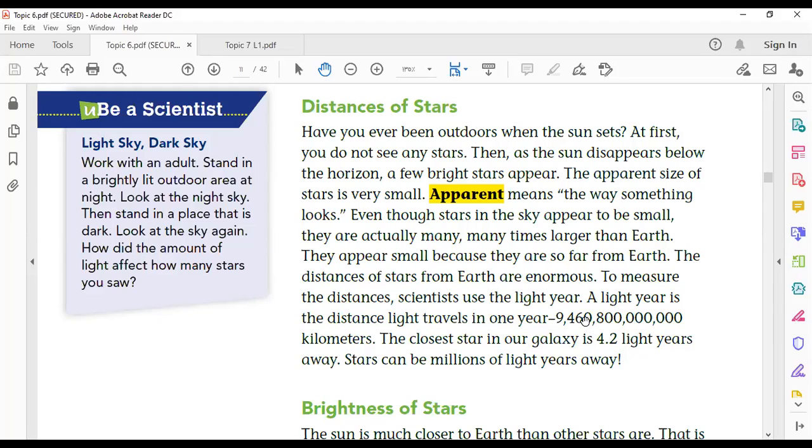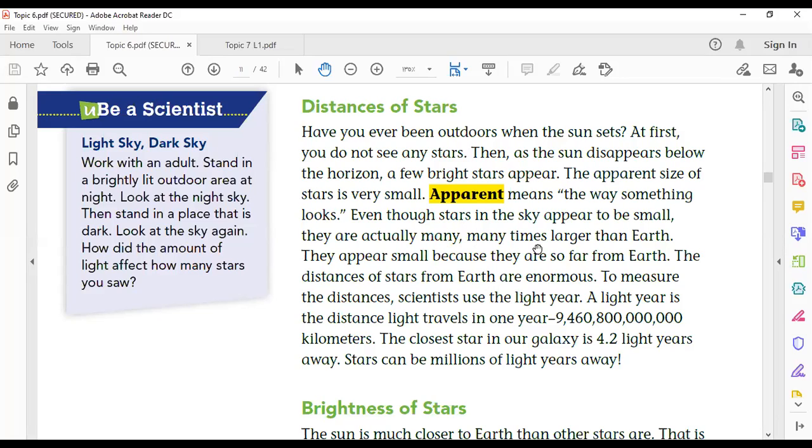Why do scientists use light year? Because distances in space are very, very huge. So it is easy to use the light year. Some stars can be millions of light years away. So the apparent size of the stars, when you look at the sky, stars look very small, not because they are very small, but because they are very, very far from Earth. Actually, they are many times larger than Earth. Is it clear now?